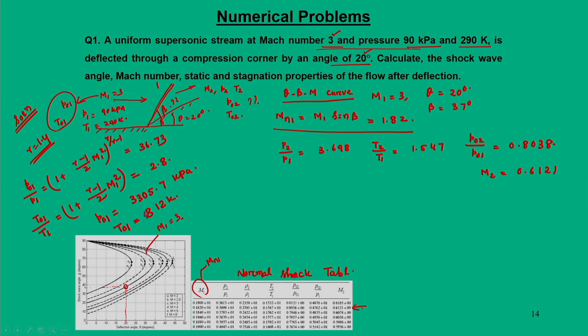Once you know this P01 and T01, use these relations, and then we can obtain the values of P2 as 332.8 kPa, T2 as 448.6 Kelvin, P02 as 2657 kilopascal, and T02 does not change.